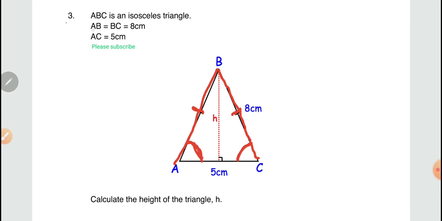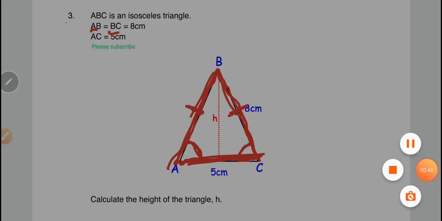Okay, so it tells us A to B is equal to B to C. But from now on, you know that a dash like that means those two sides are the same length. And this told us that A to C is 5 centimeters. So this length is 5. So 5, 8, and 8. And this is an isosceles triangle.